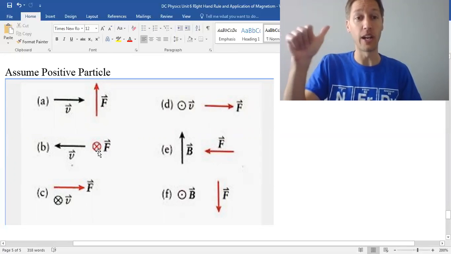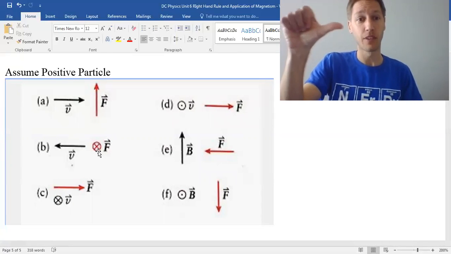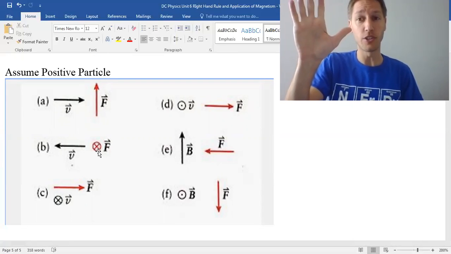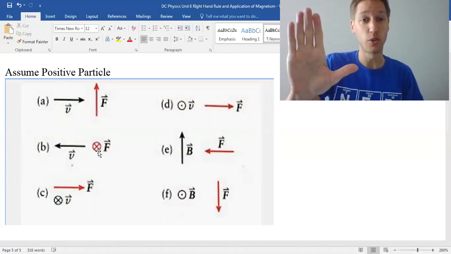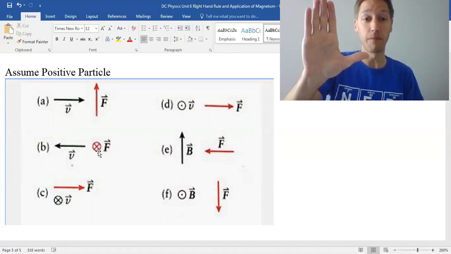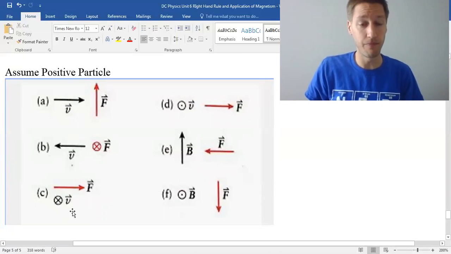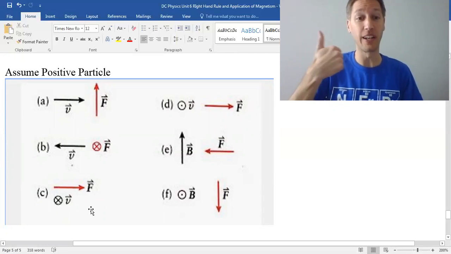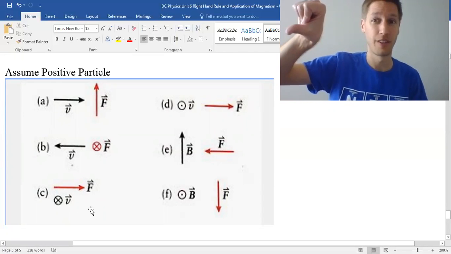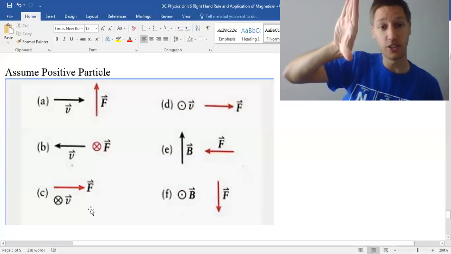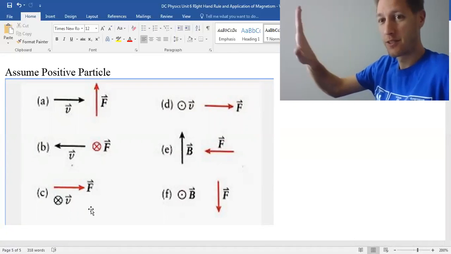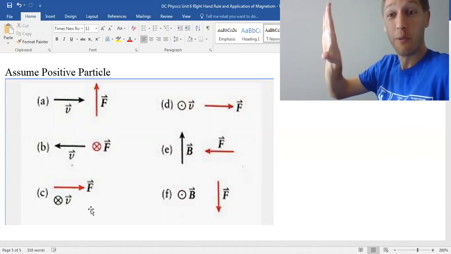All right, so with the right-hand rule, our velocity is going to the left. The force is going into the page. Which way is the field facing? Field is pointing up. For C, now we're told the velocity is going into the page, and the force is to the right. So which way is the field pointing? Well, it's still up.